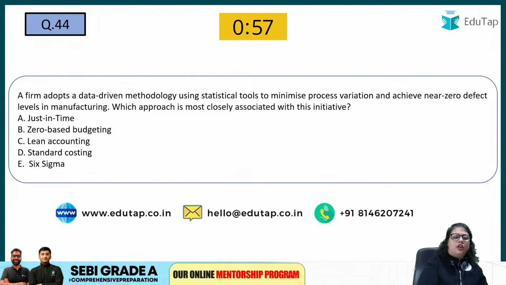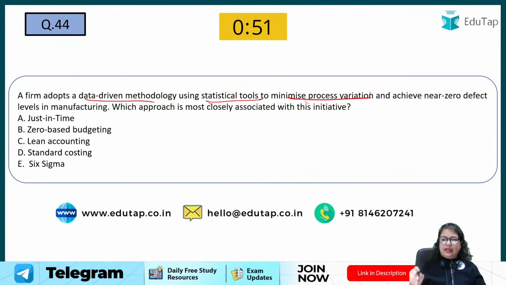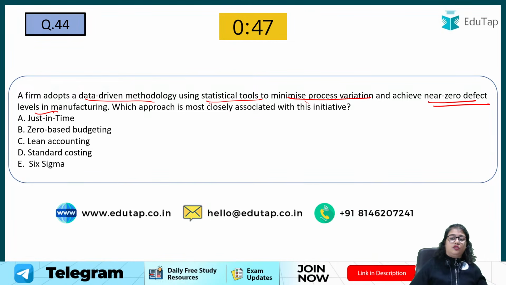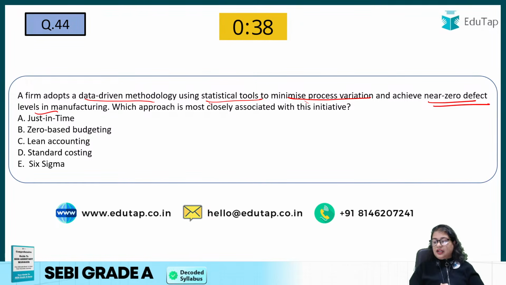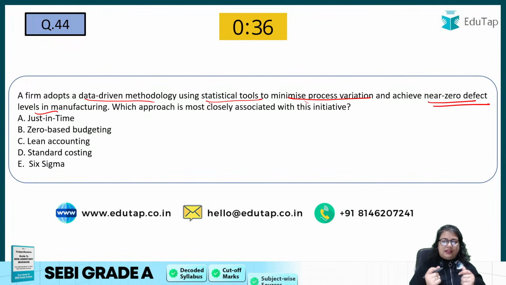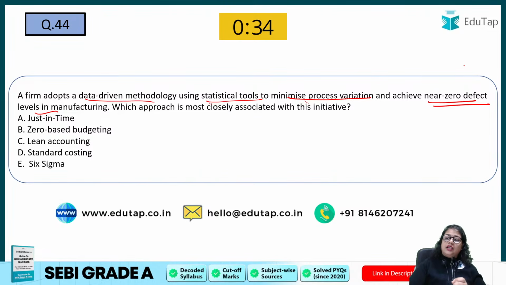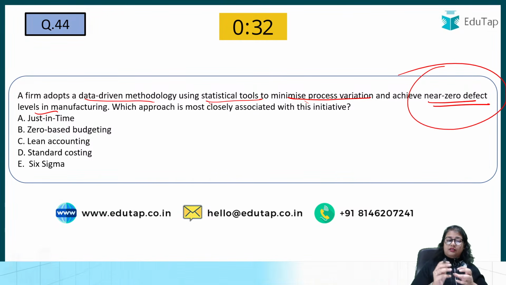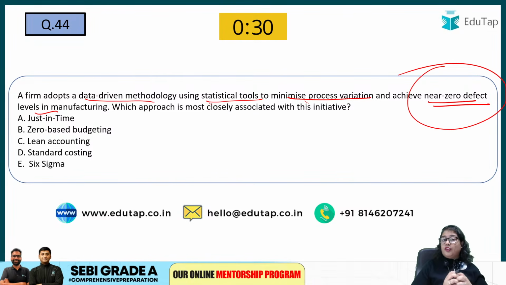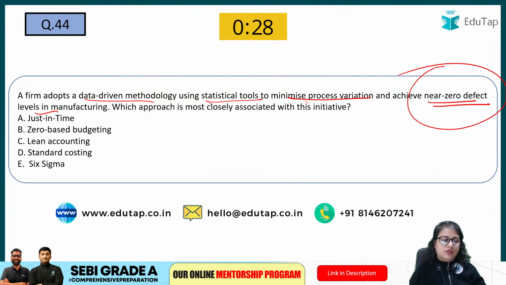Okay, next question number 44. A firm adopts a data-driven methodology using statistical tools to minimize process variation and achieve near zero defect levels in manufacturing. So see here, you need a small keyword just to answer the question. Which approach is most closely related with this initiative? Everybody answer it very quickly. When we are talking about near zero defect, हमें चाहिए कि बिल्कुल zero हो जाए defect. So what do we talk about? I just told you in the previous question also.